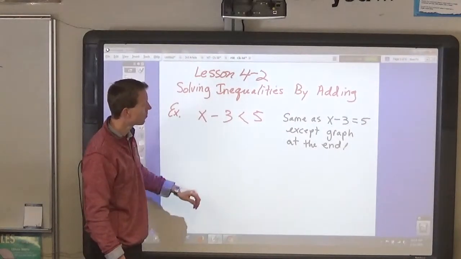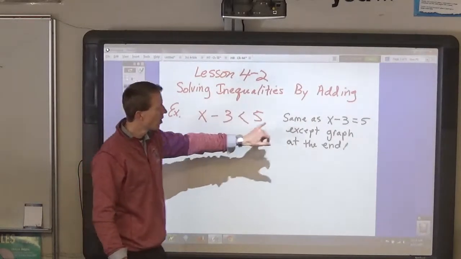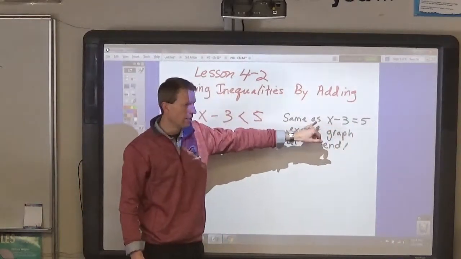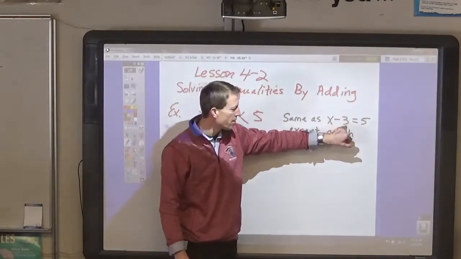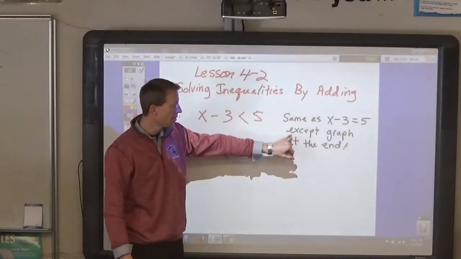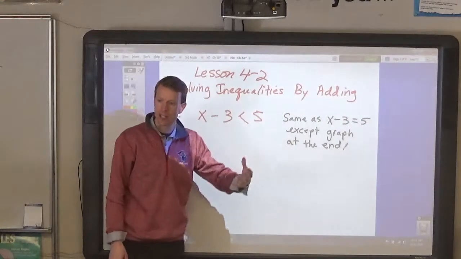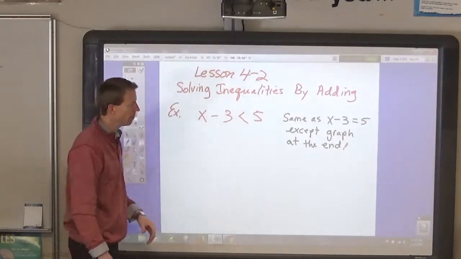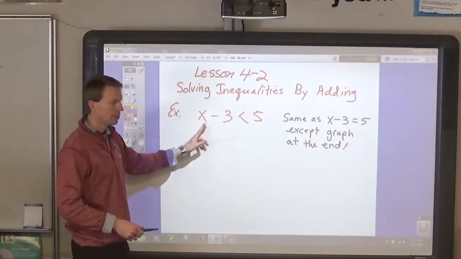Okay? So, just simple one-step equations that you're going to solve just like you solved these before. It's the same procedure as solving x minus 3 equals 5, but at the end, we'll have to graph it in order to get the solution. The solution is actually the graph. Okay? So, in this, what's the first step?